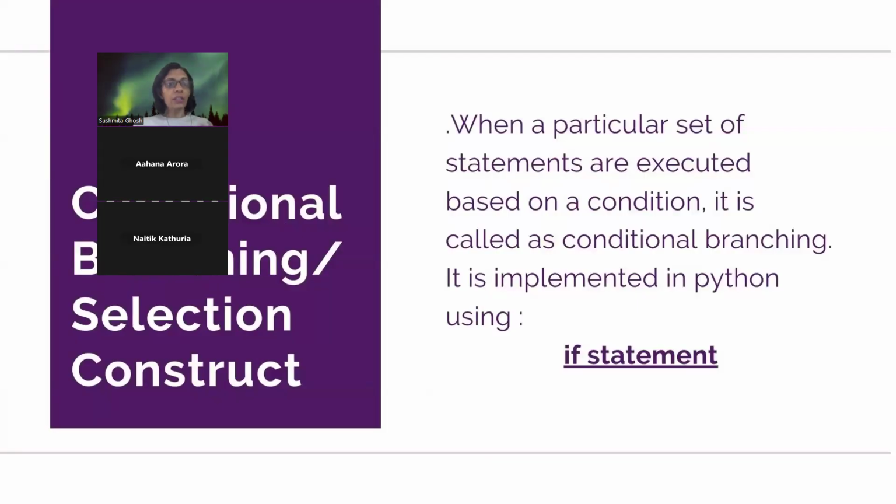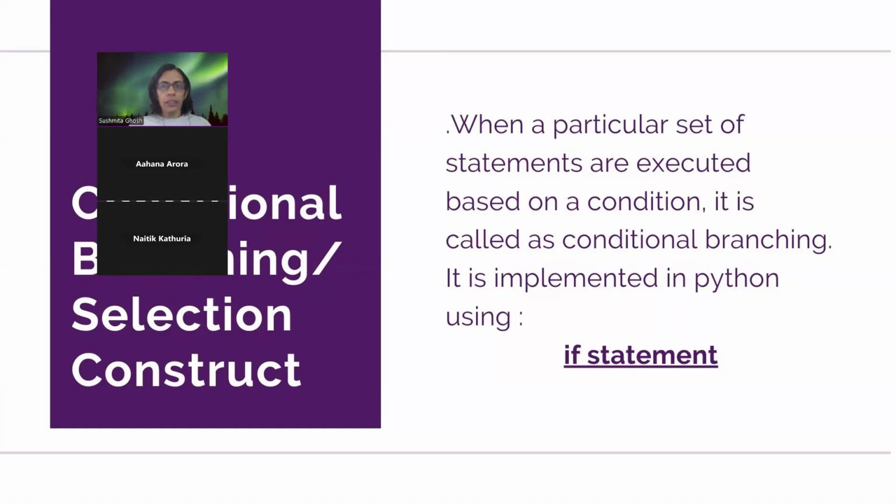Conditional branching or selection construct. That's what we may call it. When a particular set of statements are executed based on a condition, it's called conditional branching. This term has a very good meaning. Conditional branching. The branching of the code, the diversion of the flow, whatever you want to call it, that's happening based on a condition. That's why you call it conditional branching.